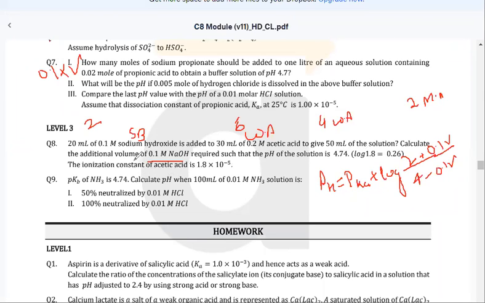Calculate the pH of the solution. pH is 4.74. And what is pK? pK is also 4.74, yes or no? Right, because it is 5 minus 0.26, which is 4.74. So pH and pK are equal, so this is equal to 1. It is not that difficult to calculate.